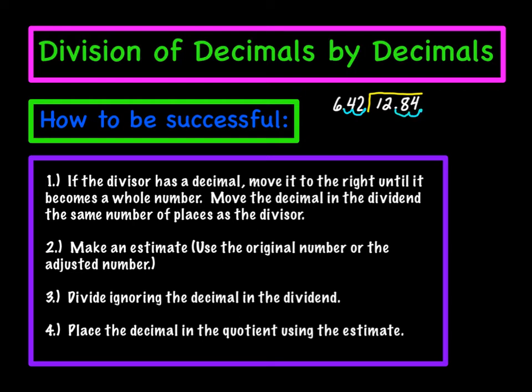So really our new problem becomes, we don't even have a decimal anymore. So we can rewrite it, and we now get 1,284 divided by 642.